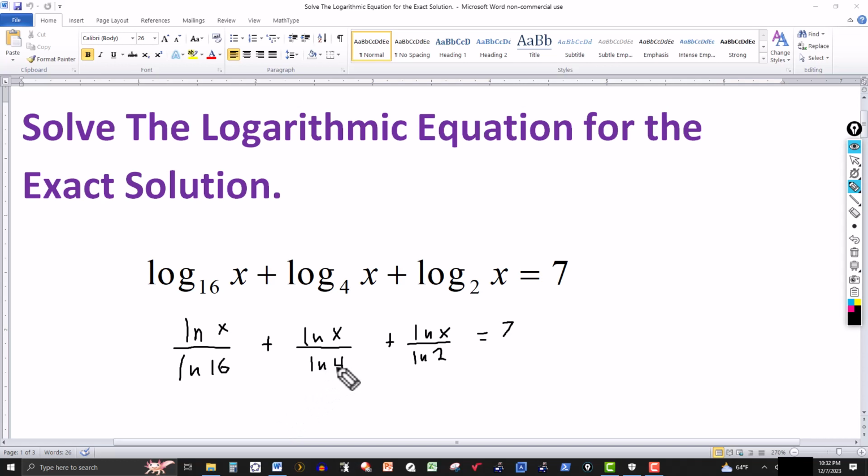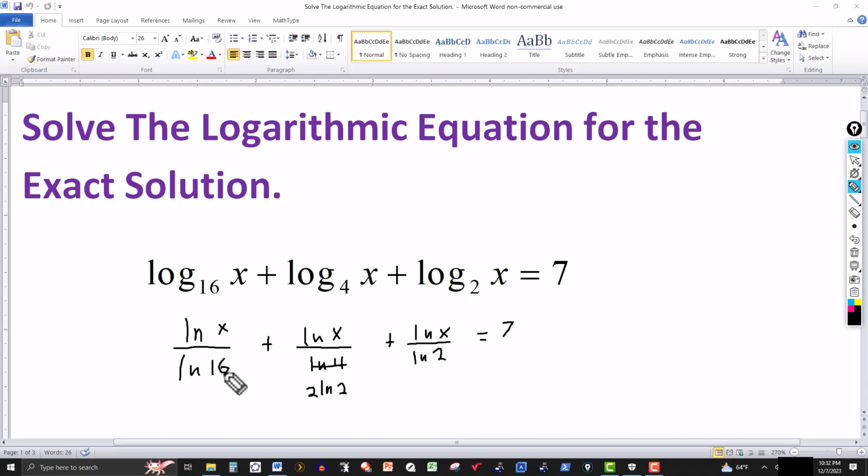ln of 4 can be written, the 4 can be written as 2 squared. So this would be the same thing as 2, bringing the exponent to the front, would be that. So ln of 4 is the same thing as this. Notice properties of logs allows me to bring the power over here, so that gives me back the same thing. So I'll mark this out this way.